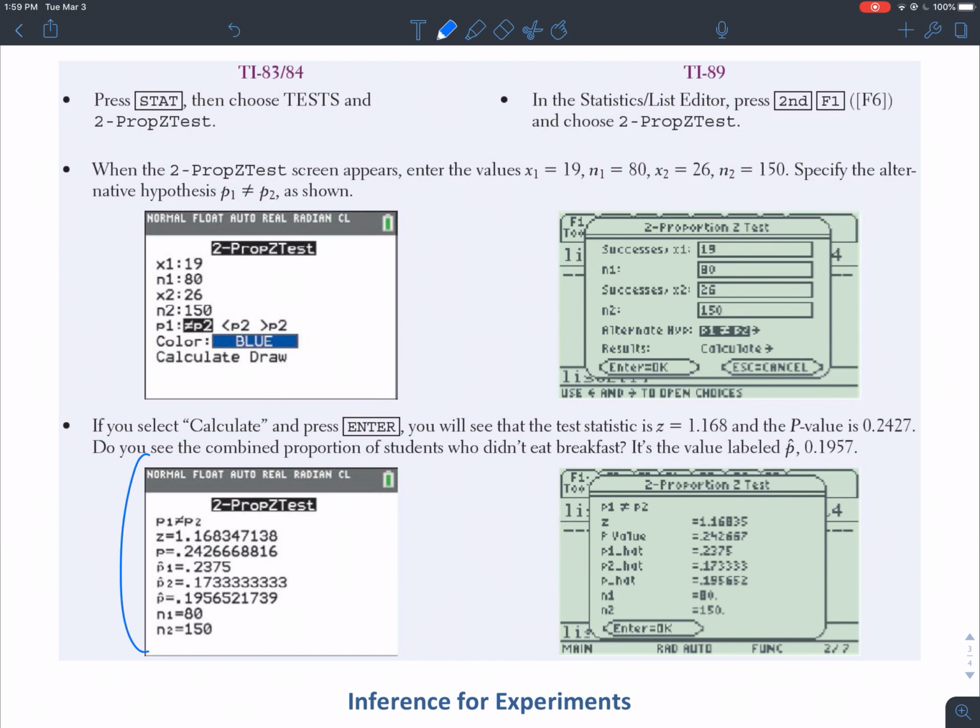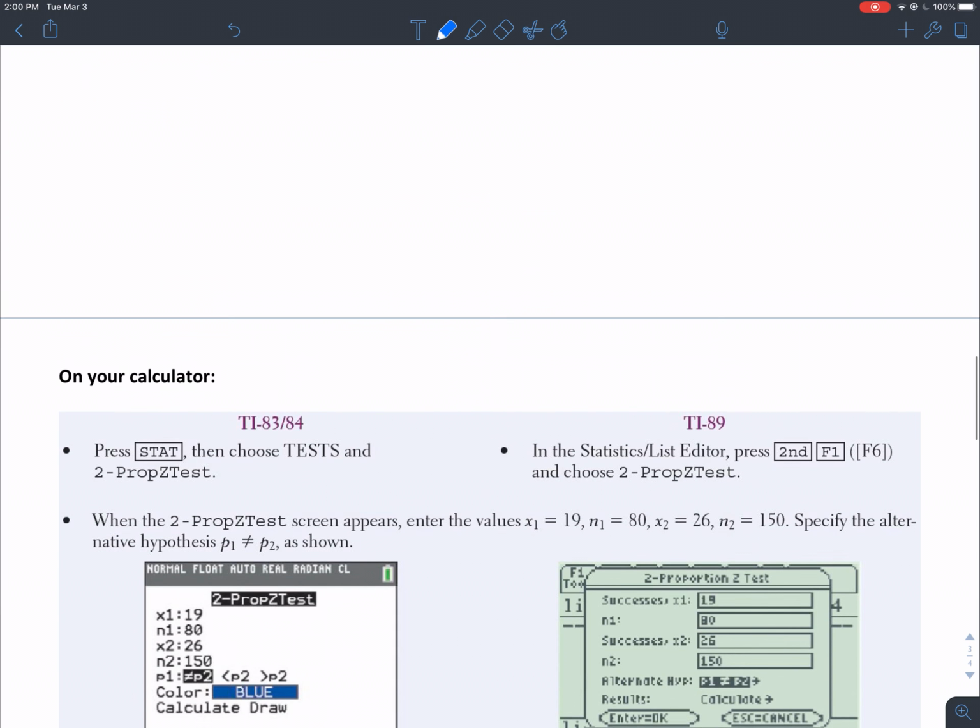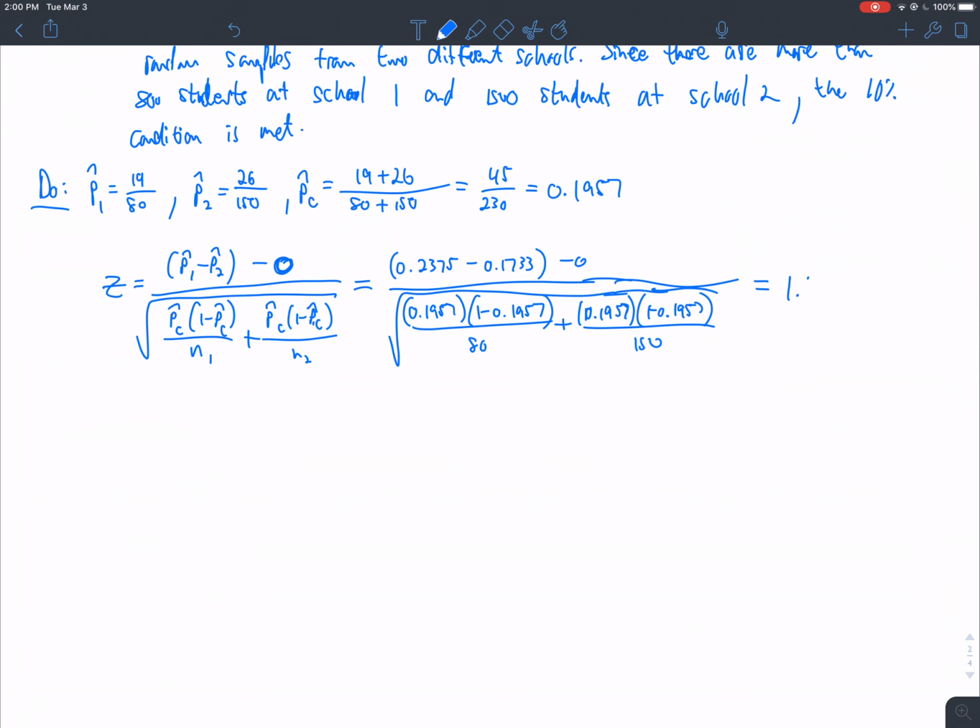And then you get all the information you want. Okay, it's beautiful. So my test statistic is about 1.168. And then I can write my probability statement. It's a two-sided test. So what's the probability that z is less than or equal to the negative of this test statistic, or z is greater or equal to the positive version of that test statistic?